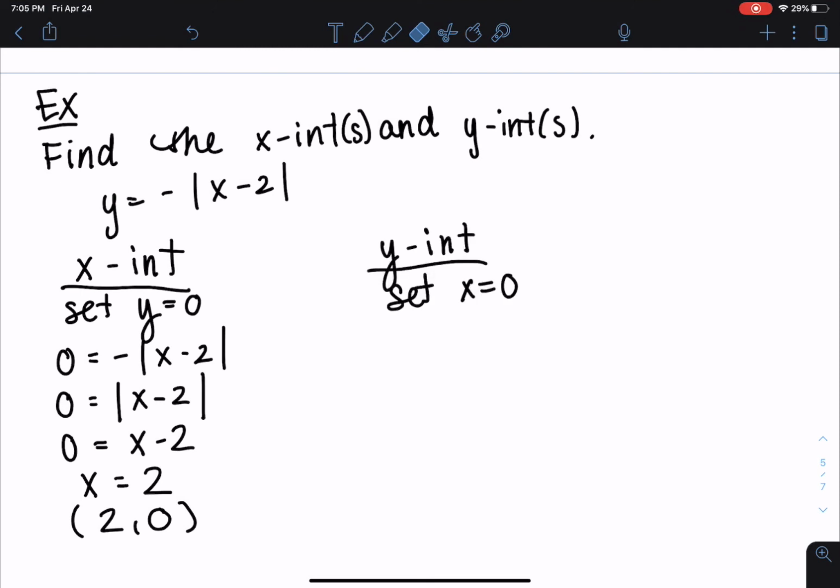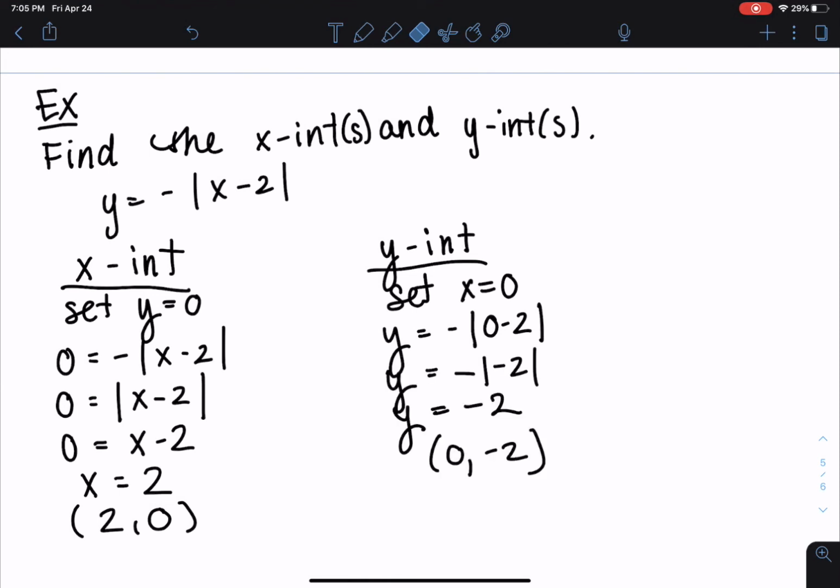For the y-intercept, we just plug in x is 0. So you get y equals negative absolute value of 0 minus 2, or y equals negative absolute value of negative 2. Absolute value of negative 2 is 2, but you have a minus sign out front, so our y-intercept is 0, negative 2. So you don't ever want to just write a point or just the value. You need to write that coordinate pair to represent the intercept.